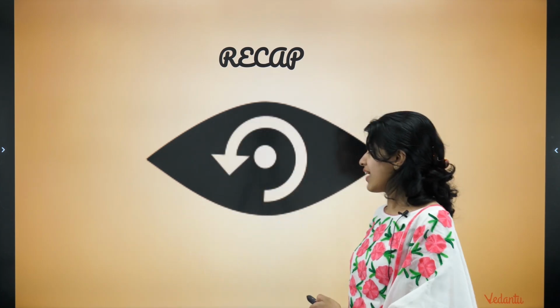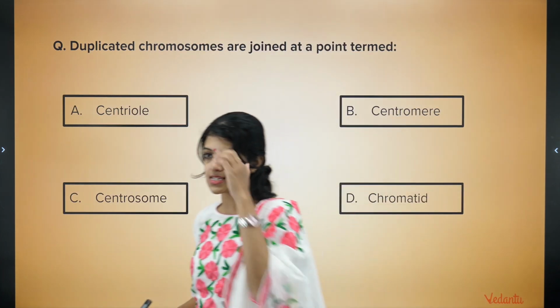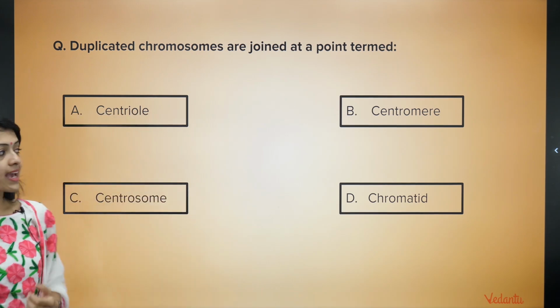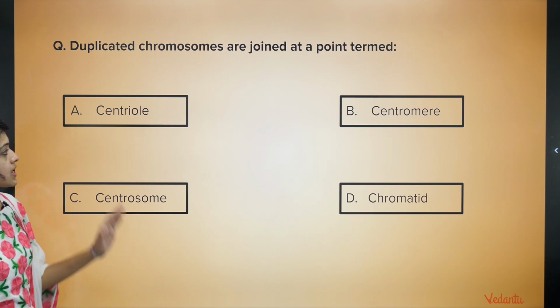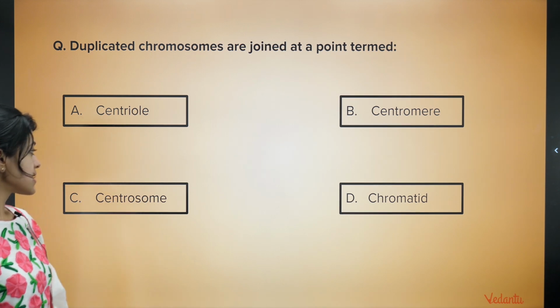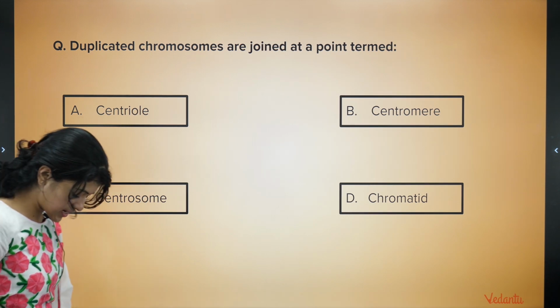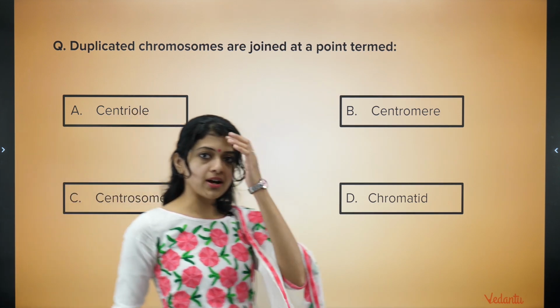Okay, so the very first question is this. Duplicated chromosomes are joined at a point termed centriole, centromere, centrosome, or chromatid. Be very quick with your answers, children.